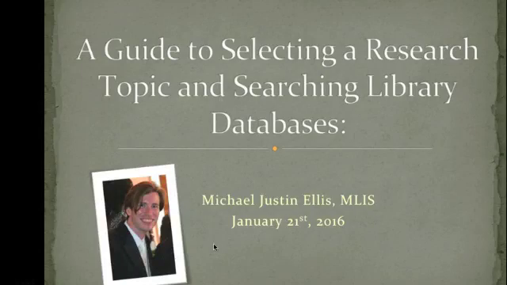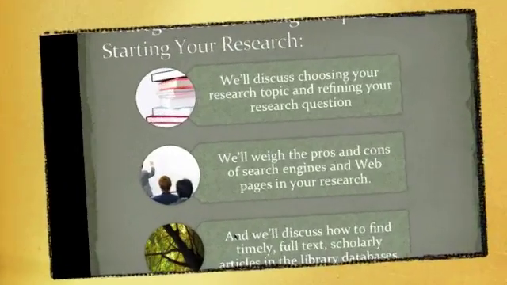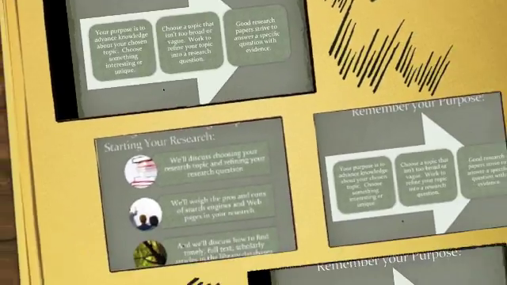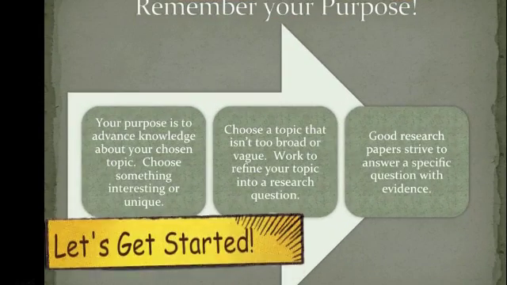Whether you're a distance learning student exploring web-based tools or a freshman starting that first big research paper, you've come to the right place. We're here to help. In this slideshow, we'll begin by discussing how to choose an appropriate research topic and refine it down to a research question. We'll weigh the pros and cons of search engines, and finally, I'll provide you with some strategies for finding timely, peer-reviewed articles through the library's databases. Are you ready? Let's get started.